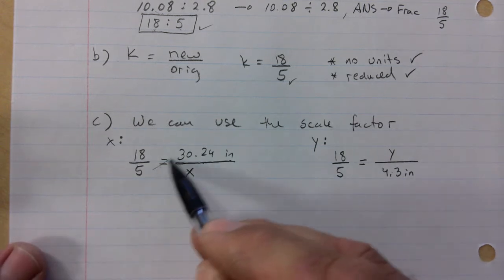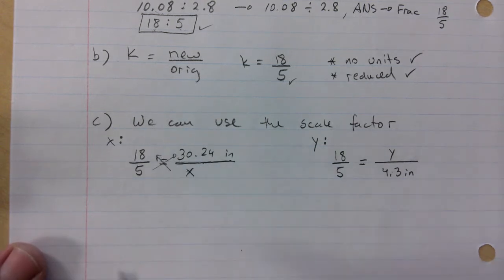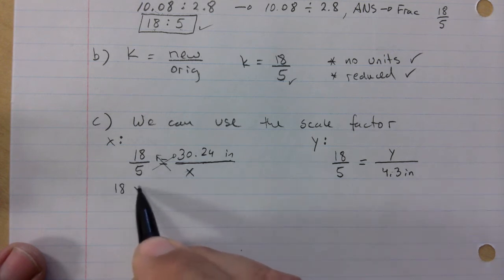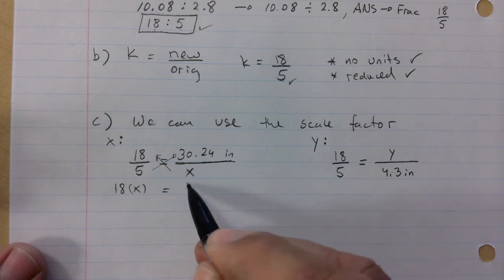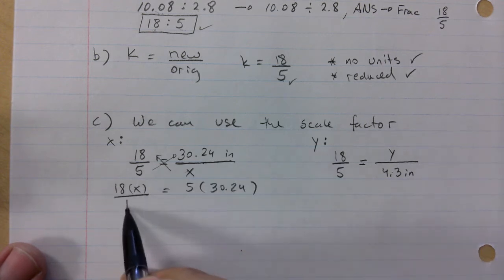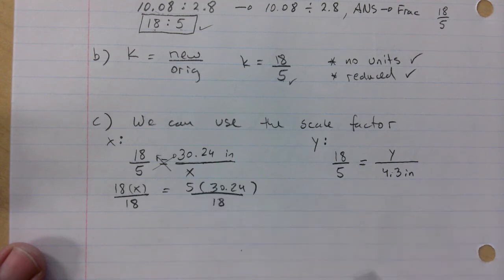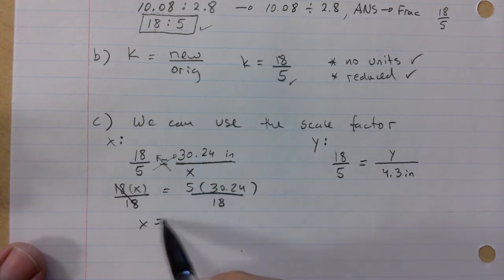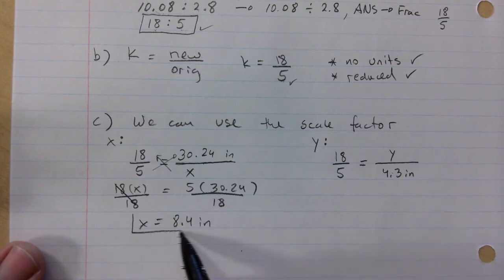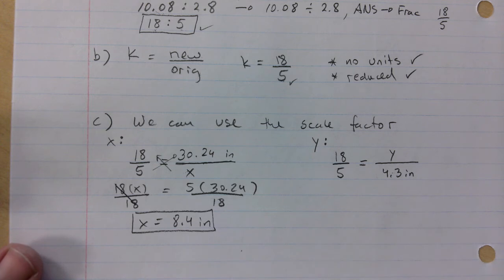So then you cross multiply. So you have 18x here. And you have 5 times 30.24 on the other side. Divide both sides by 18. X is going to be 8.4. And we are in inches, so that's what you're after there.